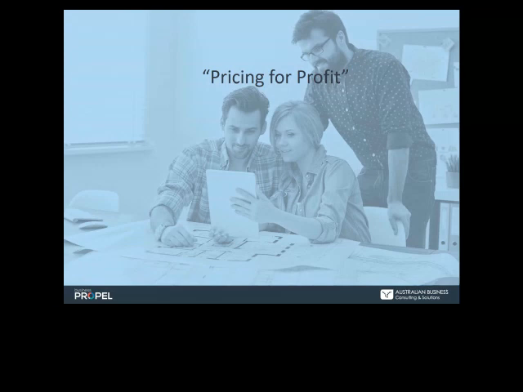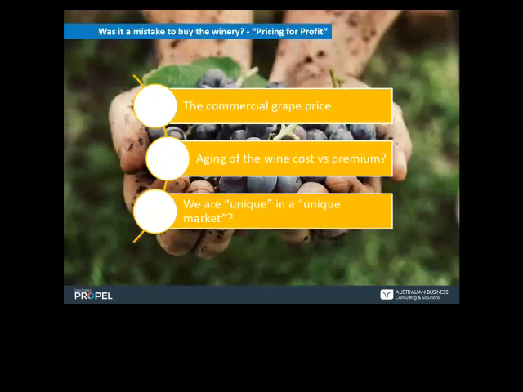Well, basically, in our pricing, we're looking at when we collect the grapes, if somebody will offer us an exceptional price for the crop, do we go and sell it rather than produce? What do we do about the age of the wine versus the premium price we try to sell for? But more importantly, because we actually have a unique product in a unique market, we need to actually know where we're going.